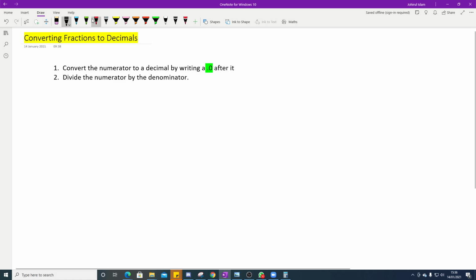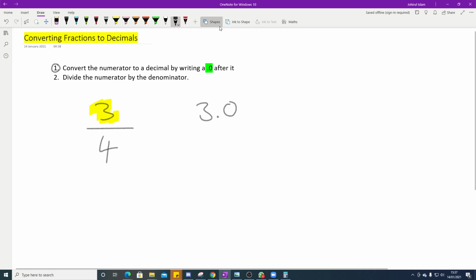So let's use a nice easy example. Let's use 3/4. Our job is to convert this fraction into a decimal. So let's do step one. Step one is convert the numerator into a decimal by writing 0.0 after it. The numerator is the top number, and what we'll do is we'll write 3.0. We're just writing the number 3 with a 0.0 after it.